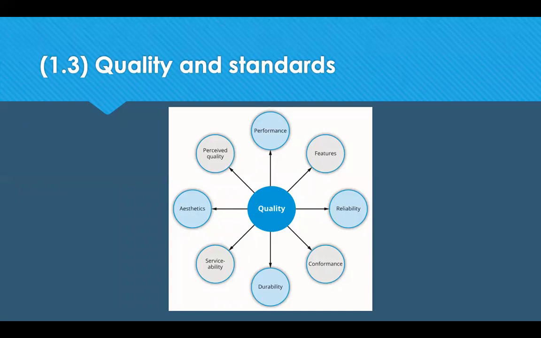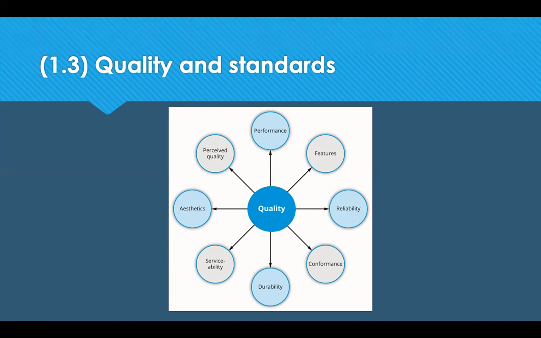So performance is the first one. We ask ourselves, does it perform to an acceptable standard? For the features, what does it have that makes it acceptable? So if you take that car example, would you say a car that doesn't have electric windows is not an acceptable quality nowadays? Think about reliability. Does it break or stop working? And in terms of conformance, does it require any standards or legislation like CE marks on toys or something like that?